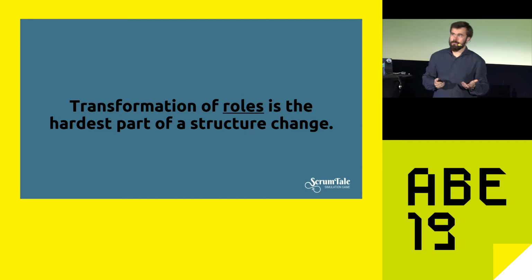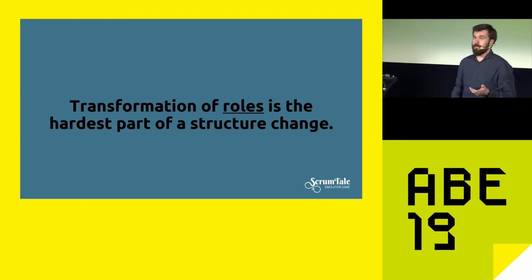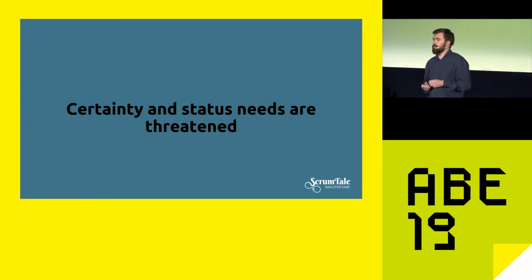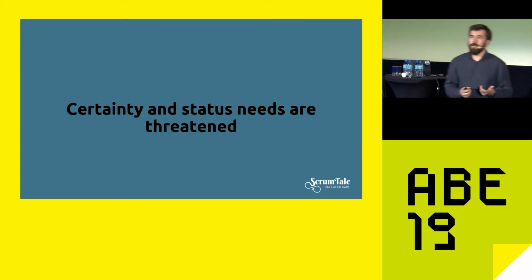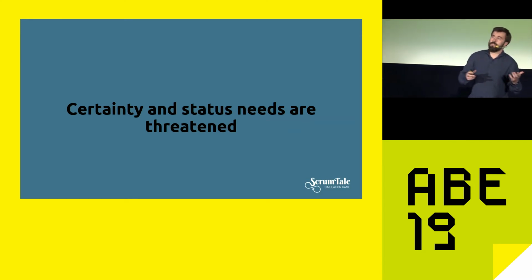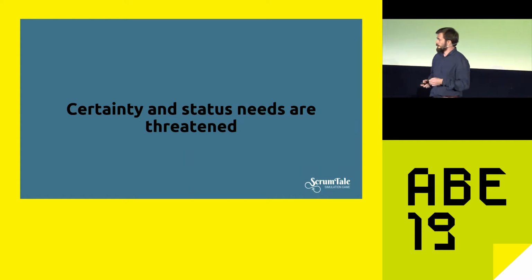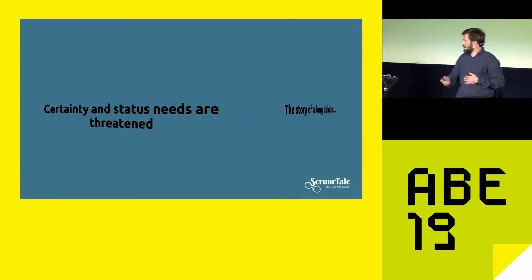Do you agree with me? No, yes, maybe. I think it's the hardest part because of two things: certainty and status needs are threatened in this. Imagine, if you look at the Scrum Guide, at these different agile frameworks, in the Scrum Guide, for example, there are no managers. What about architects? What about project managers? They're missing. So the people are afraid of what happens with them in these roles. So that's why it's not so easy.